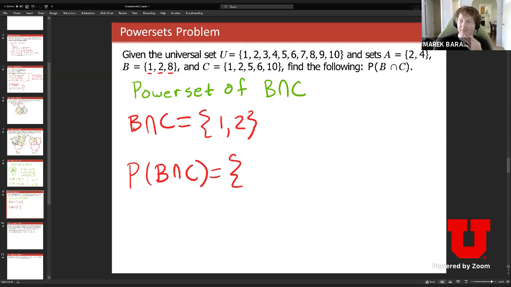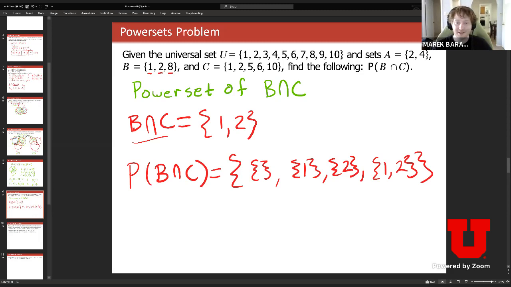And does anyone want to help me with this? Would the empty set be part of the power set? Yep, it is part of the power set. And then the power set is just the set of all subsets of this set. So the set with 1 in it is a subset. The set with 2 in it is also a subset. And the entire set is a subset of itself, so that's in there as well.